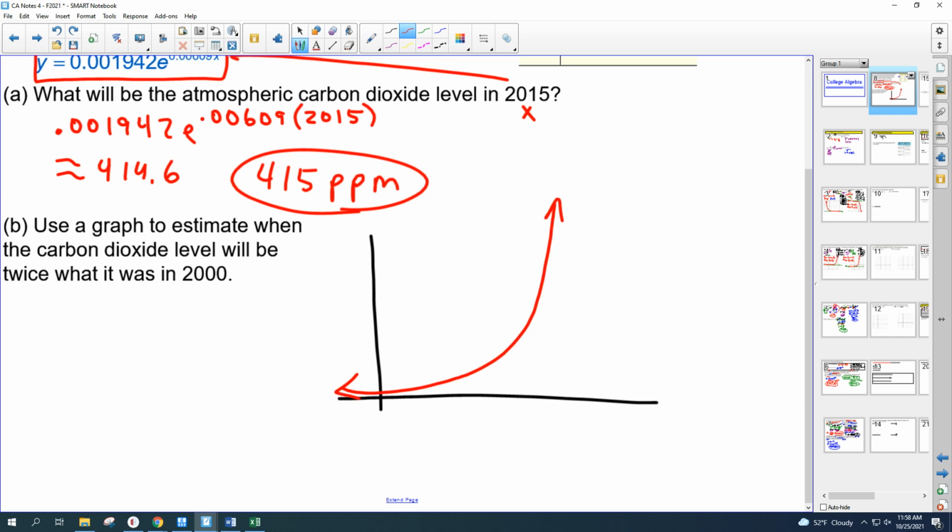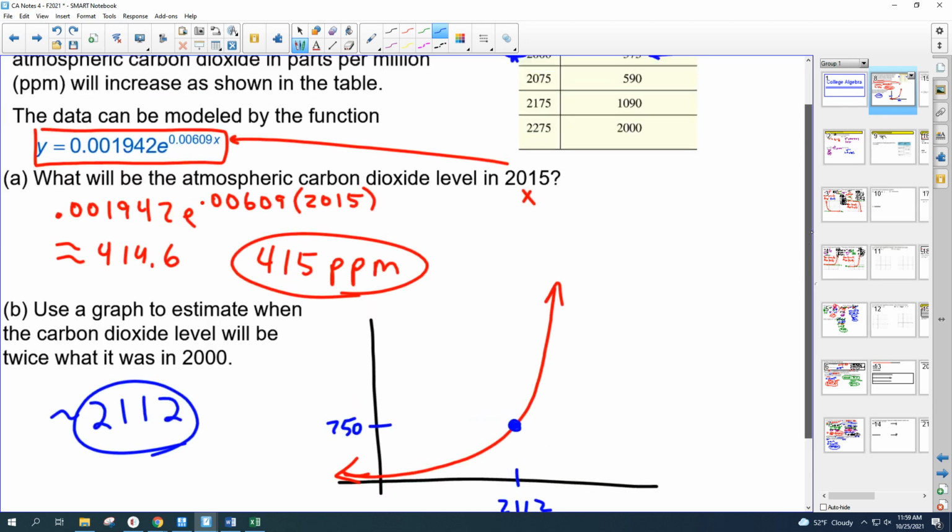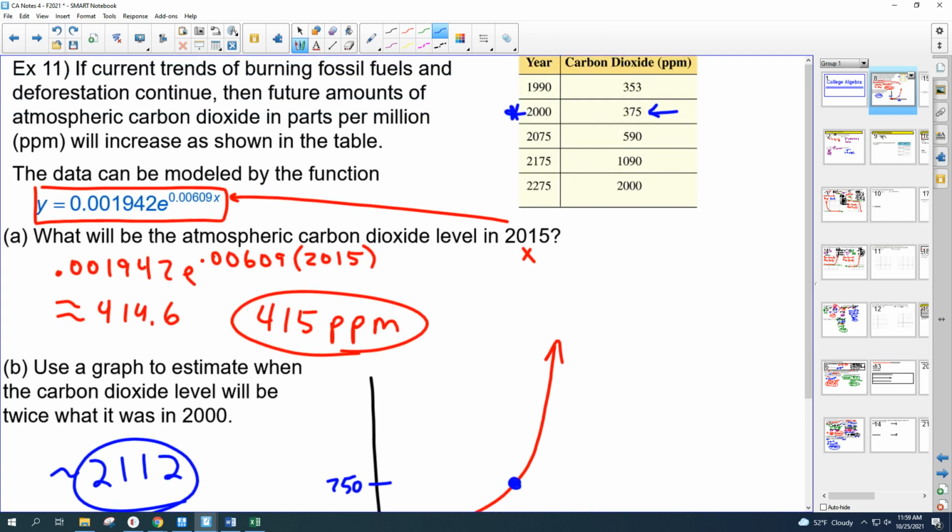So this exponential growth should be flatter right there. So we're looking right about here. We don't have to be super accurate, but we're looking, where does it equal 750? Looks like it's in the year 2112. And if we go back and look, 750 should fit in here somewhere. So 2112, yeah, that seems about right.